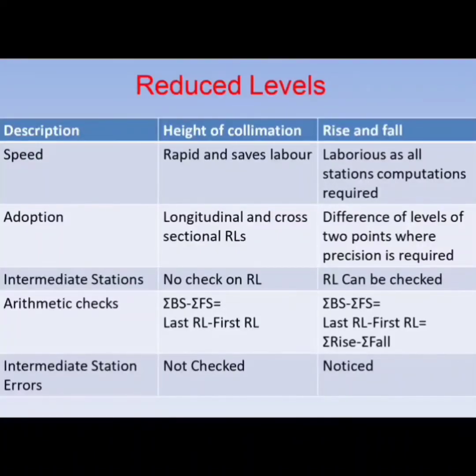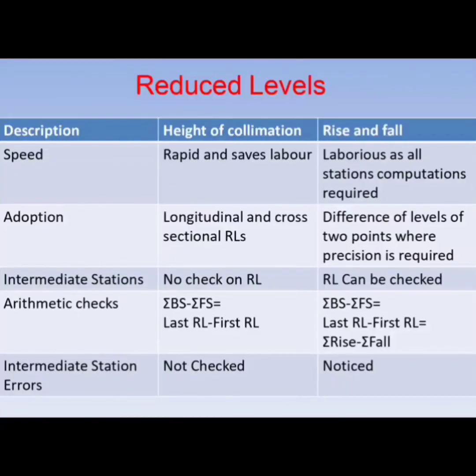Height of collimation can be adapted for longitudinal and cross-sectional RLs. In the rise and fall method, difference of levels of 2 points where precision is required can be adapted. There are no checks on intermediate station RLs in the height of collimation method, and RLs of all stations can be checked in the rise and fall method.